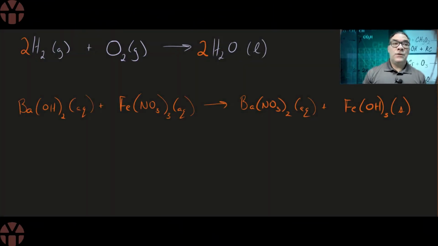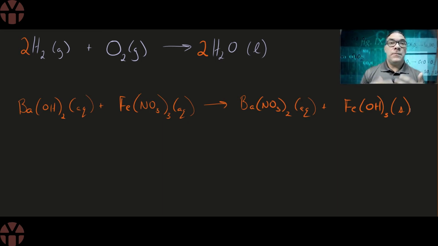And so now let's up the difficulty. Same concepts, but now let's try out a new chemical equation. Well, in this case, what I see in front of me is an actual statement in English. And what it says is that I had barium hydroxide reacting with iron Roman numeral 3 nitrate.